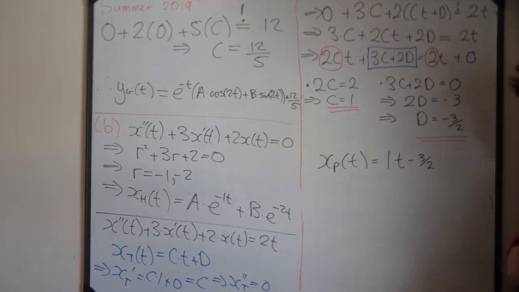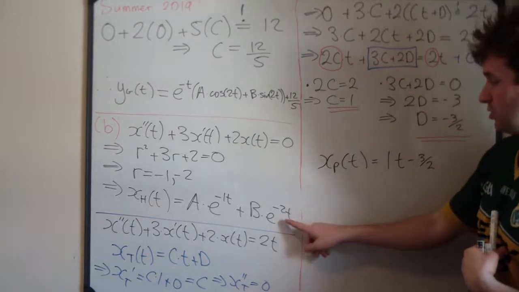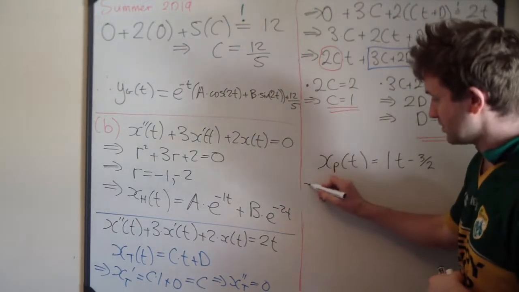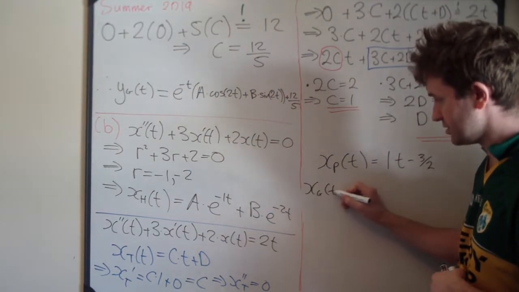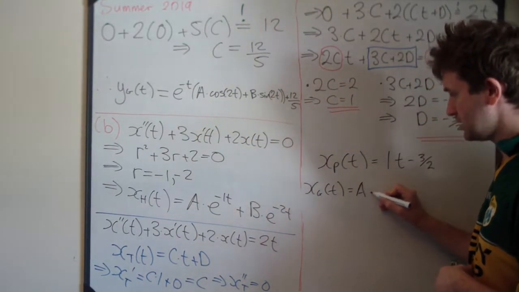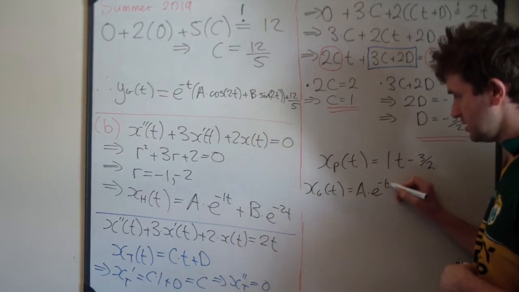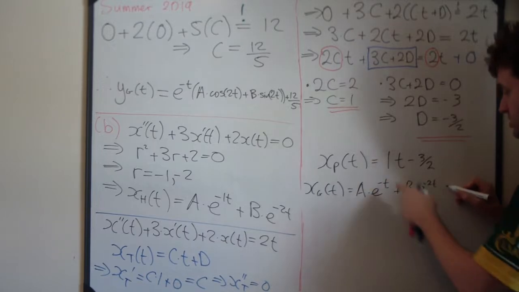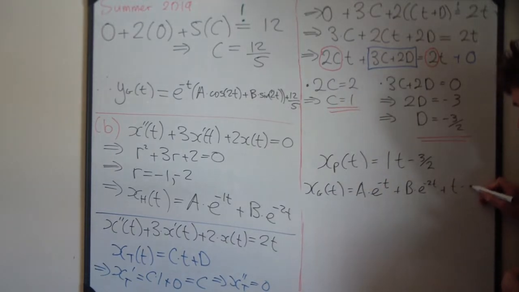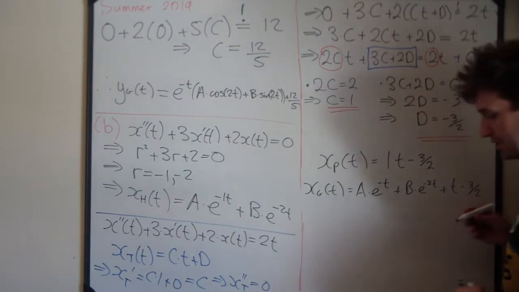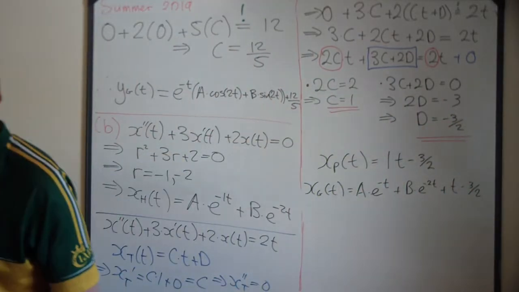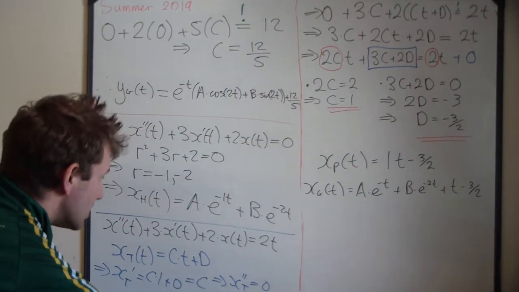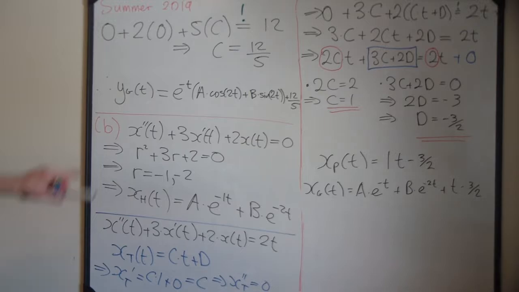Yeah, everything looks good. Okay, now we add together, like the last time, the homogeneous and the particular, and that's what the general solution is. So the general solution is the homogeneous, which is a times e to the minus t plus b times e to the minus 2t, plus the particular, t minus 3 over 2. And this general solution can satisfy all possible initial conditions, and this is everything we set up to here.